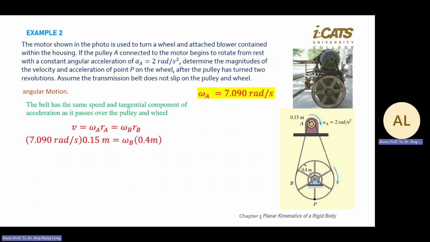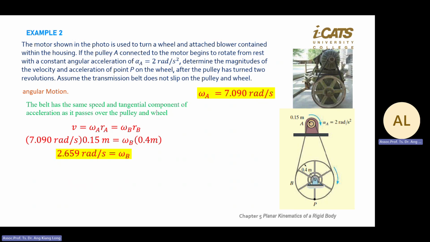Put in all the parameters. On the left, you do A. On the right, you do B. Omega A, you defined previously. R is given in the diagram. Omega B, you don't know. RB, you know. So there's only one unknown, omega B. So the answer is 2.7, or 2.65 or 66 radian per second.